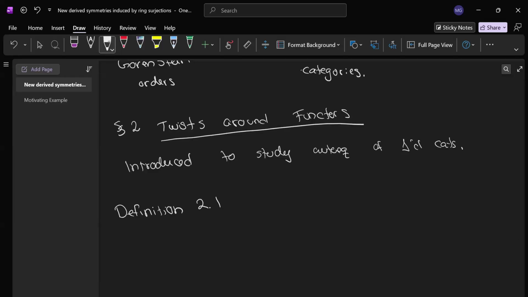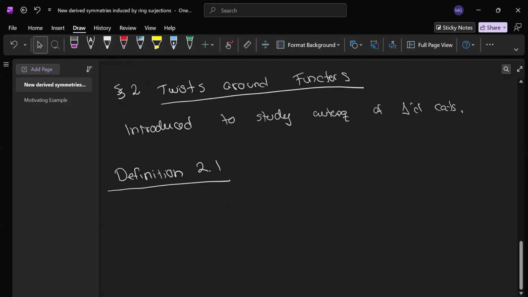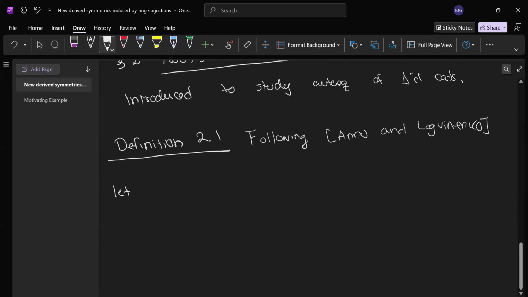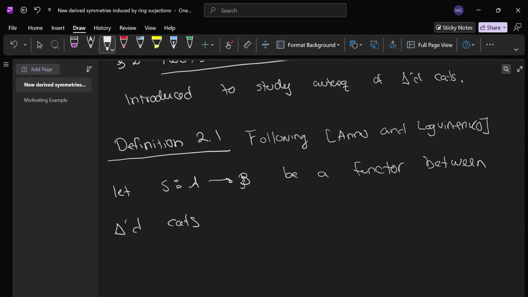So let's start with a definition. Following Anno and Logvinenko, let's say that we have a functor S between triangulated categories A and B.